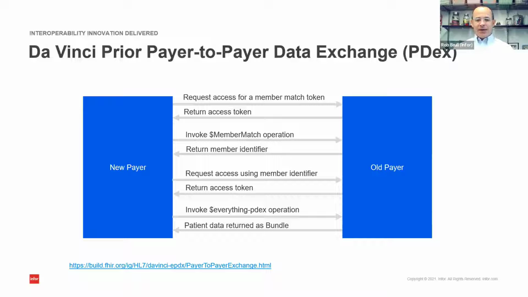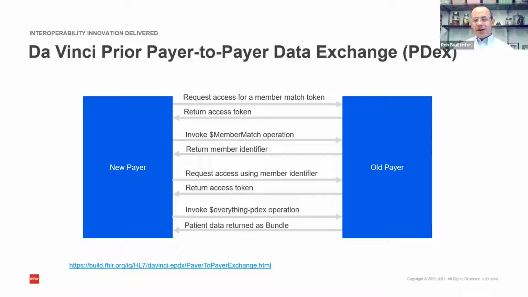And then the new payer can authorize itself again to get information about that specific member. And then it can do what's called a $everything operation to get everything about that patient sent back to it. In the FHIR-based world, this is another operation, $everything.